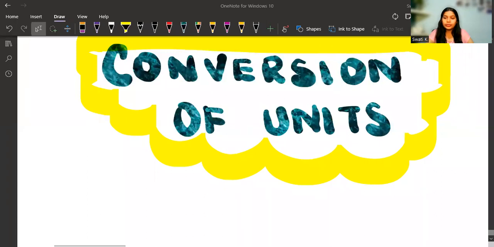So let's start. As you can see, the topic is the conversion of units. I'm going to make you understand this in detail. How can you convert the units? If you understand how to do the conversion of units, you can do any question.